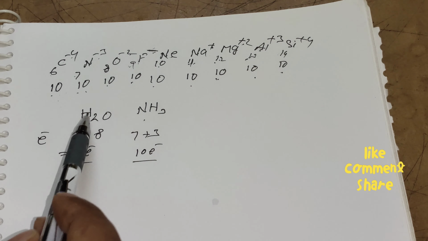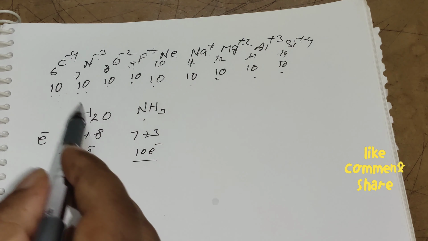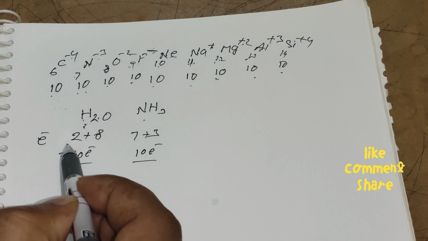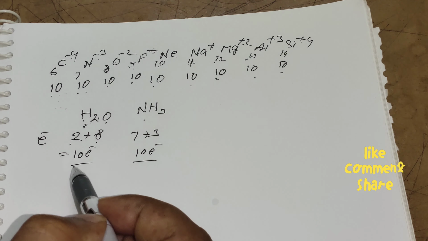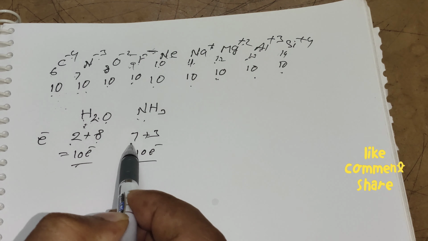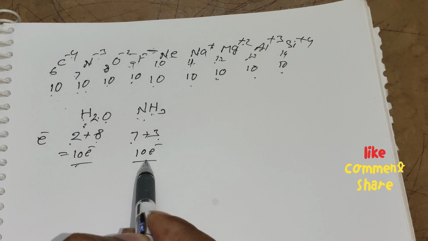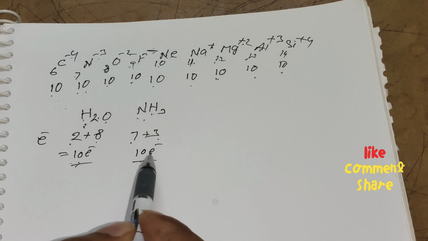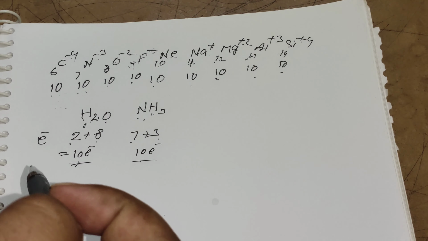And one more example, water and ammonia. In water, each hydrogen contains 1 electron, and the total number of hydrogens is 2, so that's 2 electrons. And oxygen contains 8 electrons. 2 plus 8, total electrons are 10. Whereas in ammonia, nitrogen contains 7 electrons, and 3 hydrogens contain 3 electrons. Total number of electrons is 10. So different compounds containing the same number of electrons are called isoelectronic species.